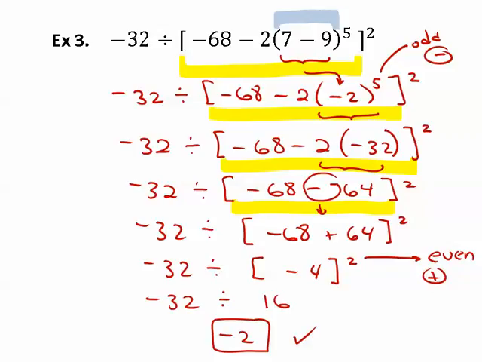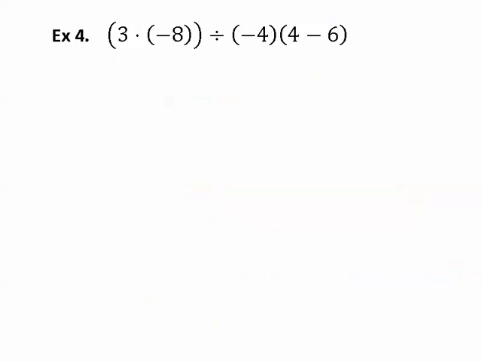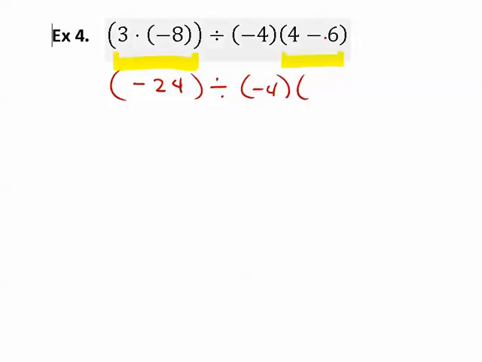All right, we have one more example. Example number 4. Here's number 4, and you'll notice that we have groupings here, and then we have another grouping here that we can simplify inside there. So inside the first grouping, we have 3 times negative 8, that's negative 24. Then we bring down the negative 4, and then 4 minus 6 is negative 2.